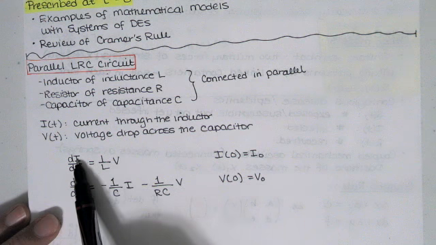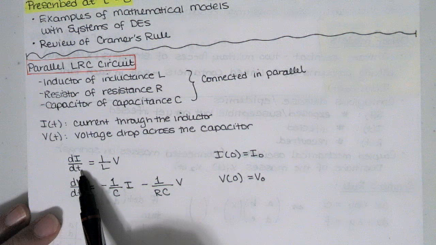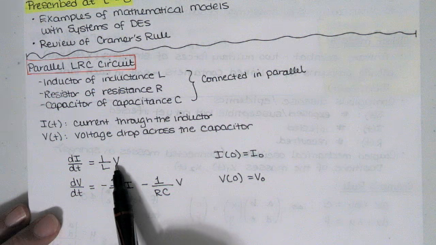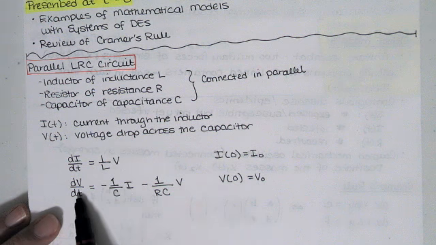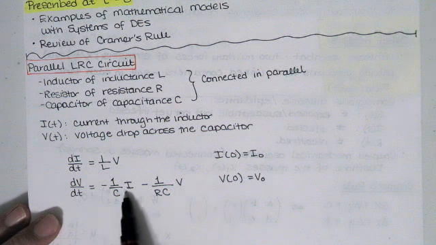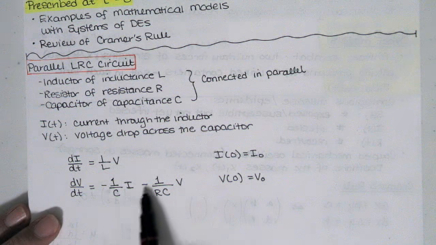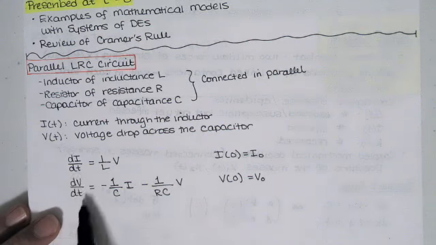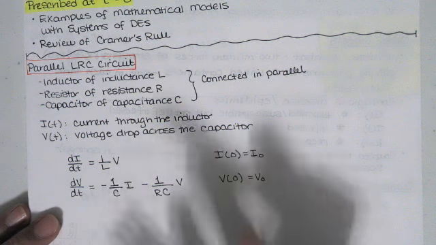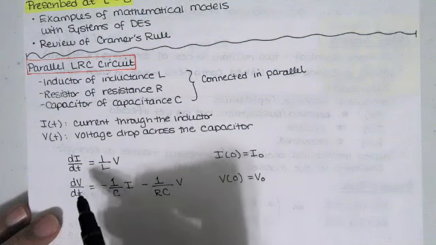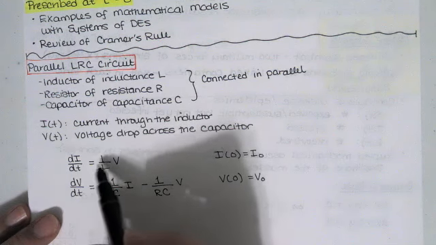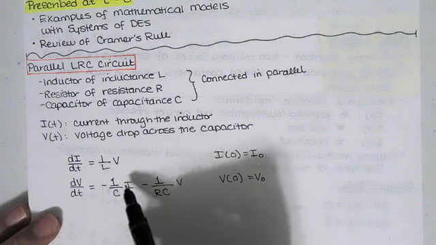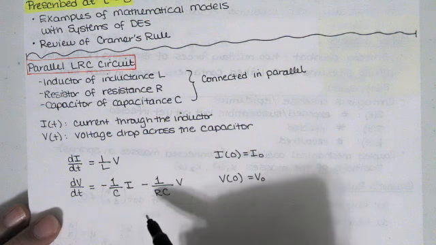It turns out that the rate of change of the current through the inductor is equal to this constant times the voltage drop across the capacitor. And the rate of change of the voltage is equal to this constant times the current through the inductor minus this constant times the voltage drop across the capacitor. So you've got these two differential equations, and these are constants here. So basically we've got this derivative equals a constant times the second variable, and the derivative of the second variable equals a constant times the first variable plus a constant times the second variable.